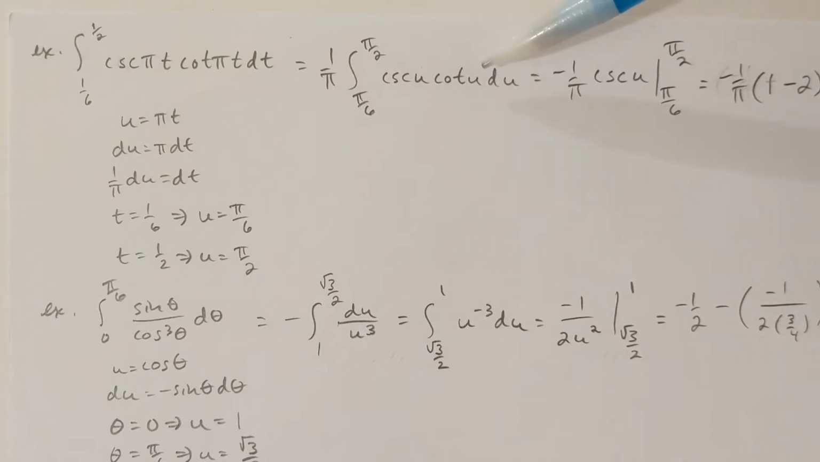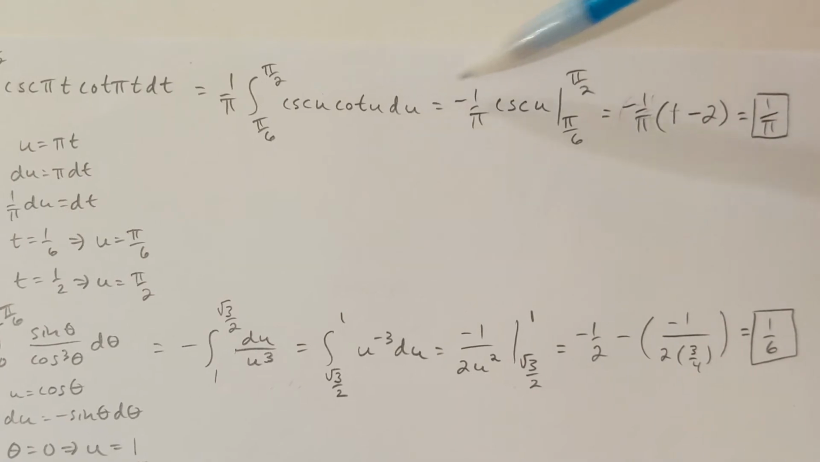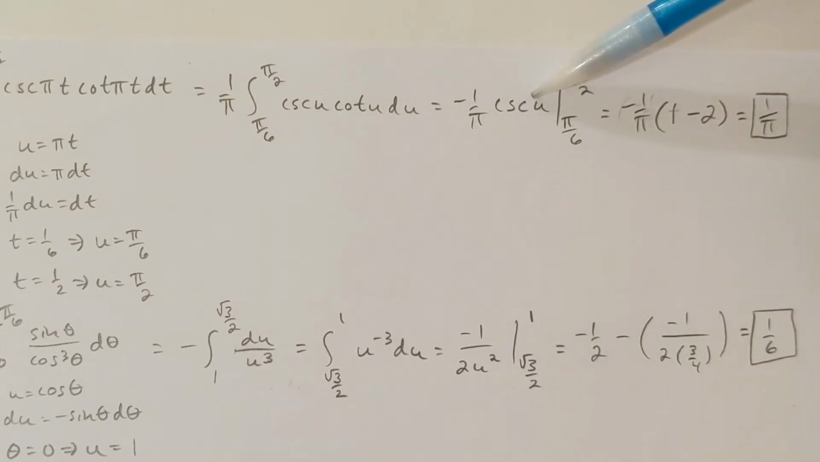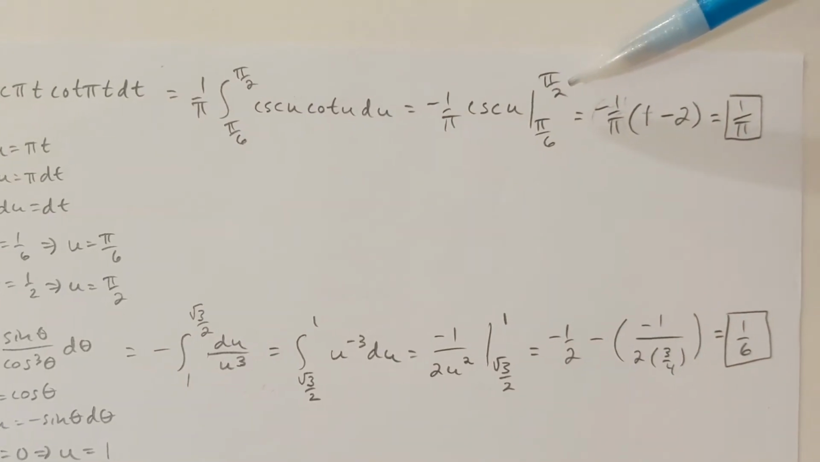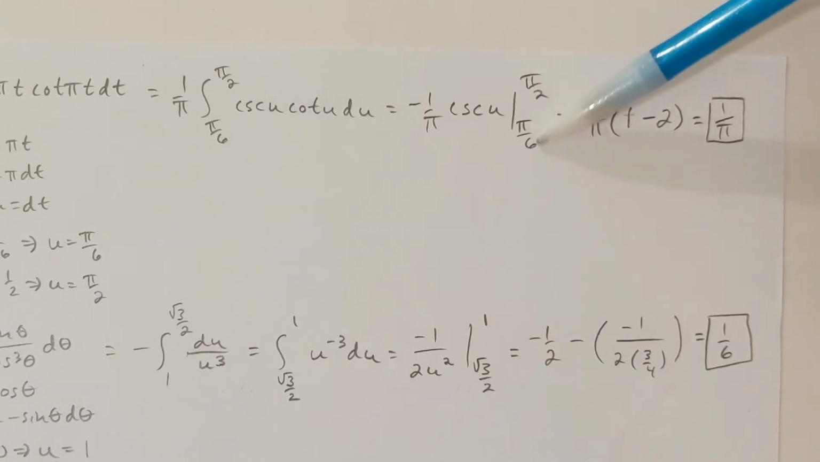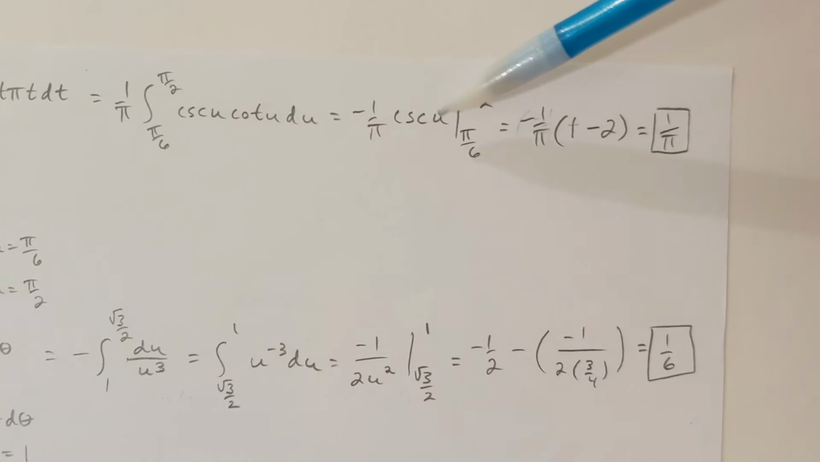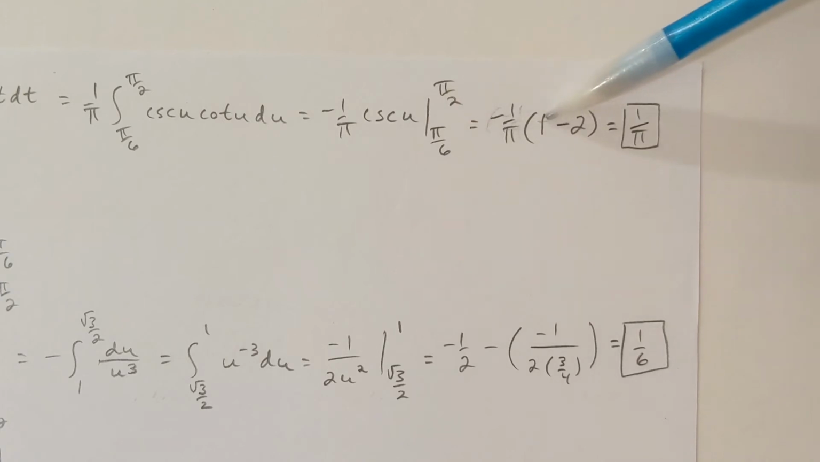Okay, pi over 2 is the bigger number compared to pi over 6. So now I need to get the antiderivative of cosecant u cotangent u. Well, that would be negative cosecant u, since the derivative of cosecant u is negative cosecant u cotangent u. We're evaluating this from pi over 6 to pi over 2, so now I can plug in the bounds. Cosecant of pi over 2 would be the same as 1 over sine of pi over 2. Sine pi over 2 is 1. 1 over 1 is 1.